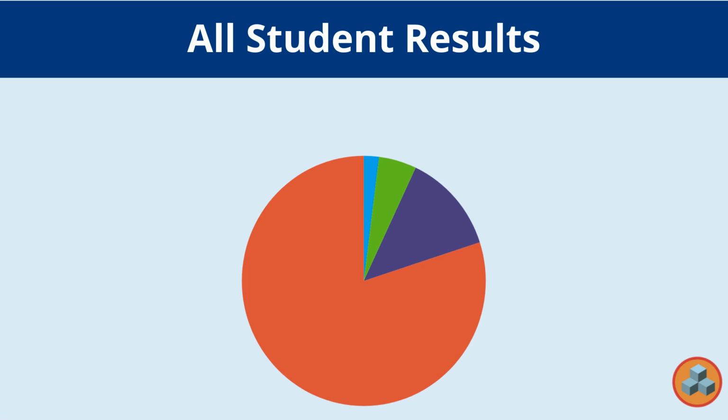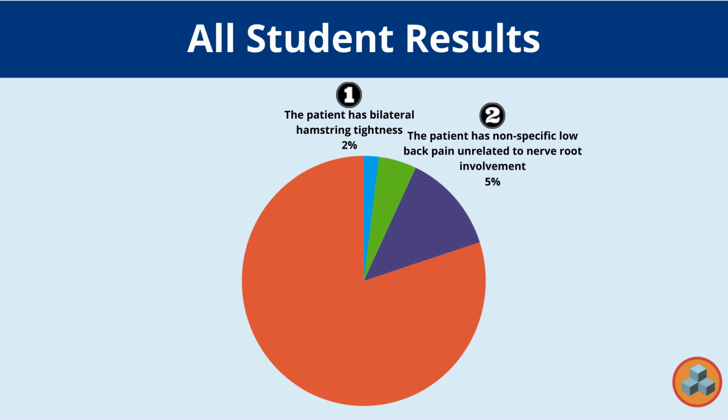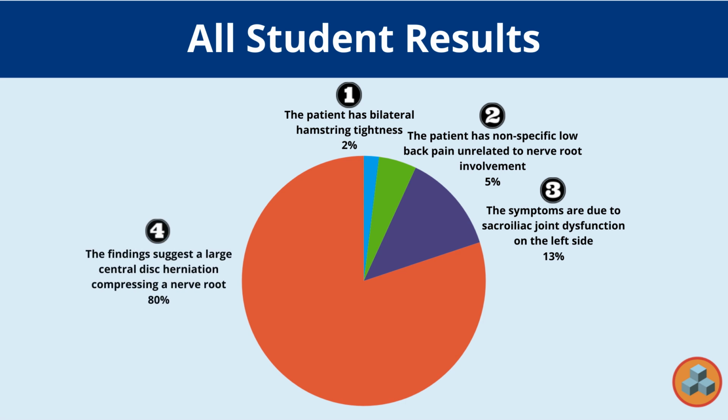Let's explore the all-student data. 2% of students selected option 1. The patient has bilateral hamstring tightness. 5% of students selected option 2. The patient has nonspecific low back pain unrelated to nerve root involvement. 13% of students selected option 3. The symptoms are due to sacroiliac joint dysfunction on the left side. 80% of students selected option 4. The findings suggest a large central disc herniation compressing a nerve root.